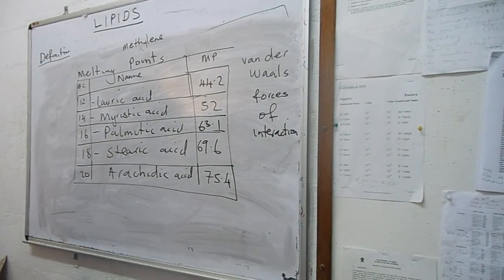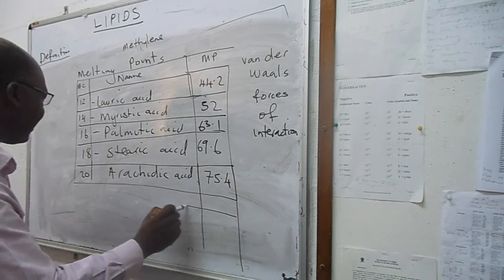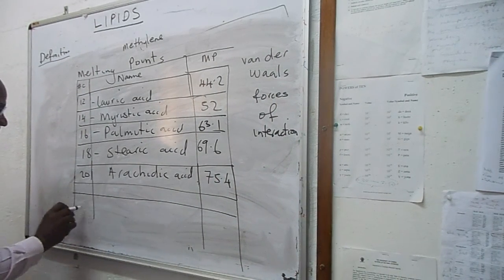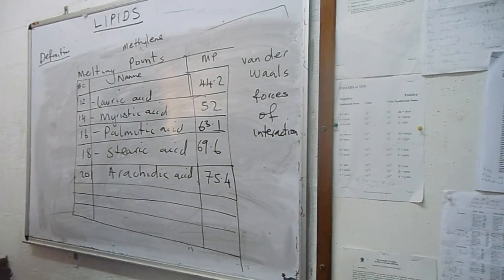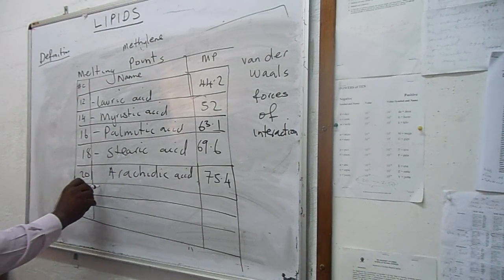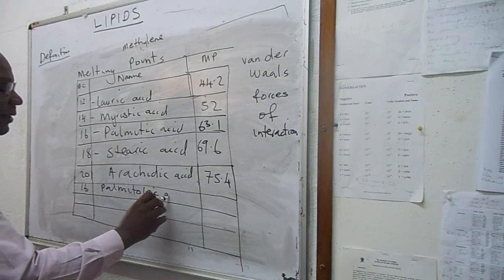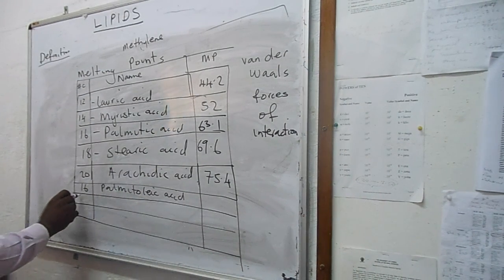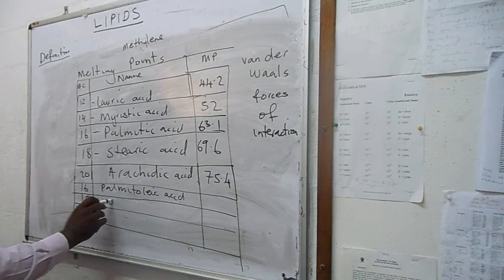On the other hand, if you introduce unsaturation, let's say you have 16 carbons, but it is unsaturated, we call it palmitoleic acid. If you have 18 carbons and you have 1 double bond, what did we call it? We called it oleic acid.